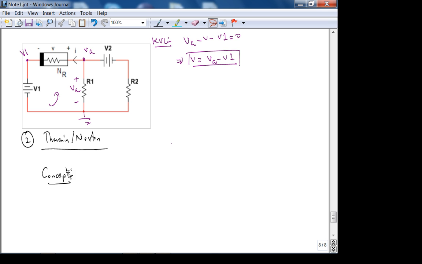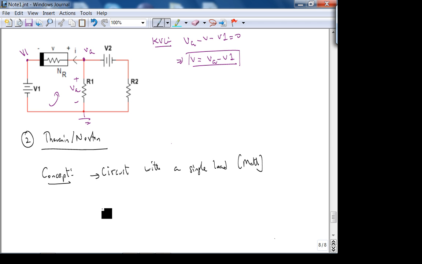So nothing is just blank. I can assure you there's a concept behind it. Okay, so some terms are coming out. So circuit with a single load. What's your name, sorry? So Matt says circuit with single load. Okay, but I'm looking for something, this is correct, but I'm looking for something conceptual.